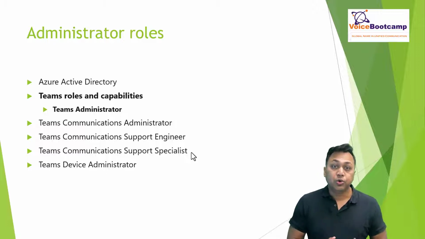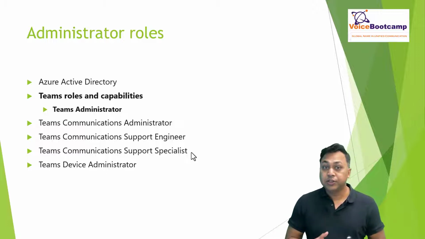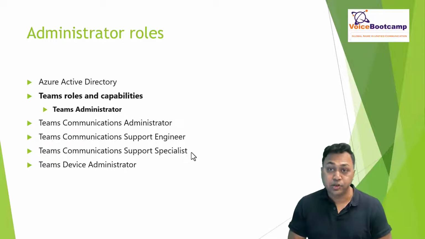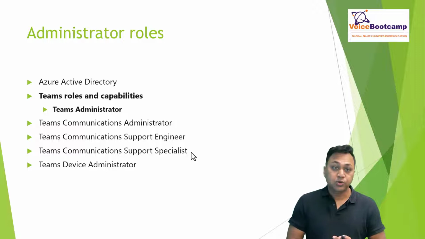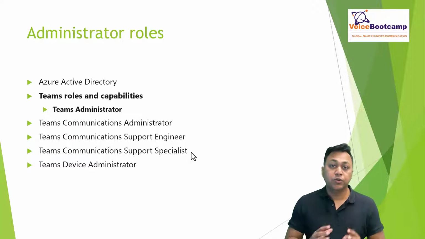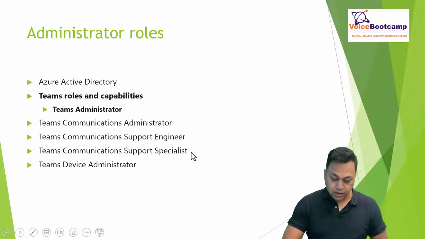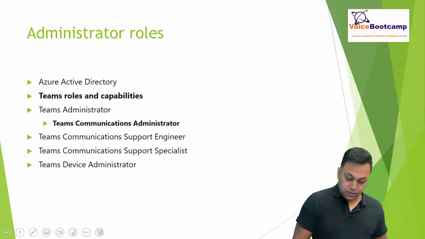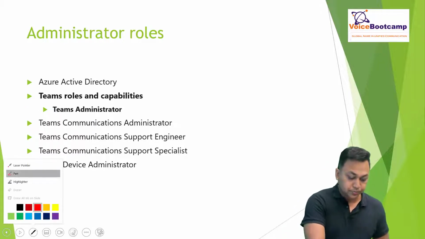Now, the team roles and capabilities. There are several team roles and their capabilities. For example, you have a team administrator, a team communication administrator, a support specialist, and of course, a device administrator. We'll quickly give you an overview of what each one of them does so that you're familiar with them. So the first one we're going to look at is called the team administrator.